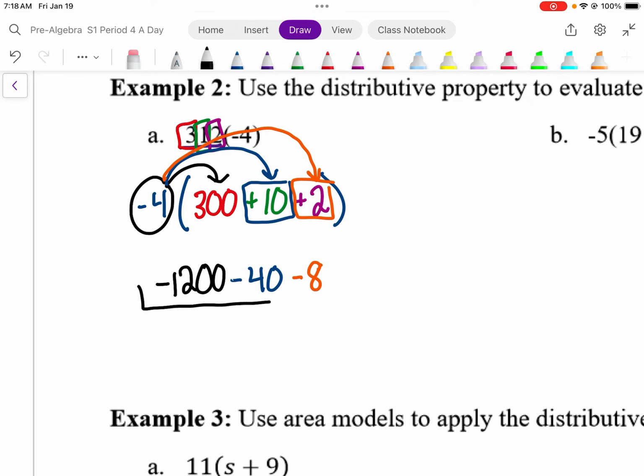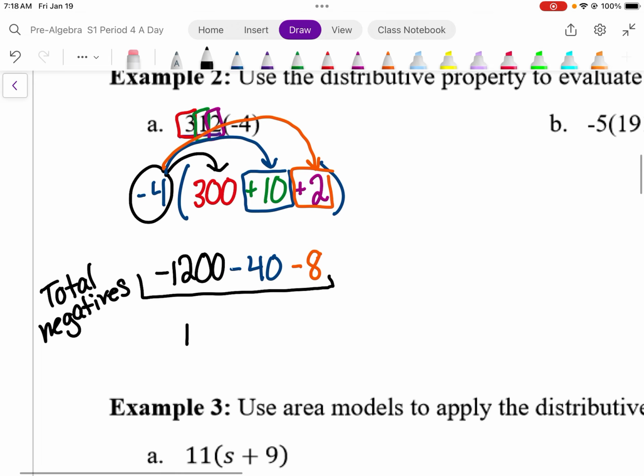All of these numbers are negatives, so because it's negative 1,200, negative 40, and negative 8, to get our total, we are adding them all together. We're trying to find the total negatives that we have. So we would have 1,248. That is negative.